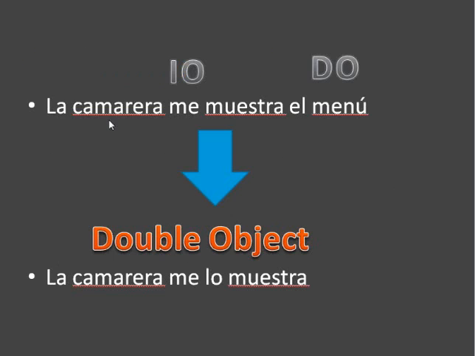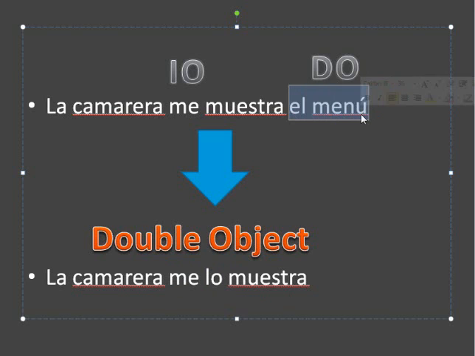Alright, in this slide we see an example of the same sentence, but we're changing it a little bit. So in the top sentence here, la camarera me muestra el menú. So the waiter shows me the menu. The subject is la camarera, the verb is muestra, the indirect object is me, so to me, and the direct object is el menú. So instead of saying the waiter shows me the menu, we just want to say the waiter shows it to me. So we can use the double object pronoun, la camarera me lo muestra. So the indirect object pronoun is first, that's the me, and then the lo is the direct object, and it's lo because el menú, the direct object, is masculine and singular.